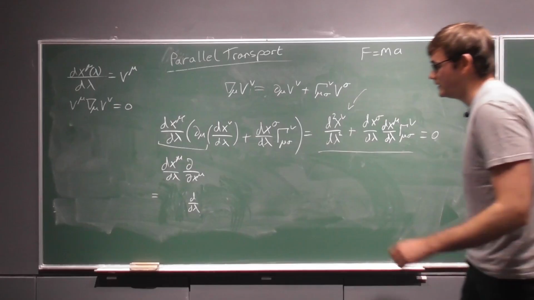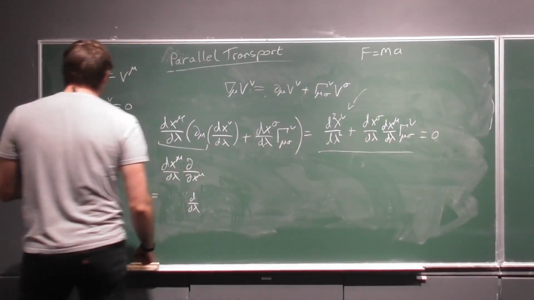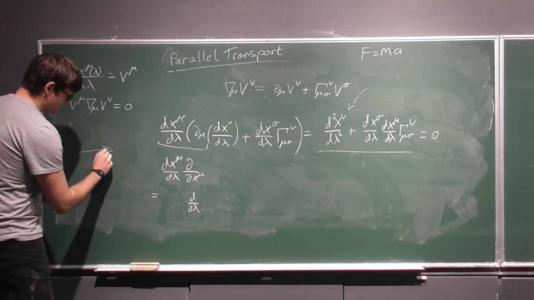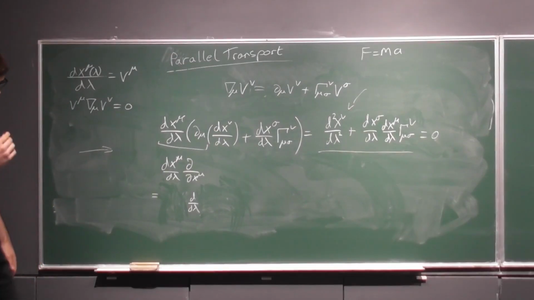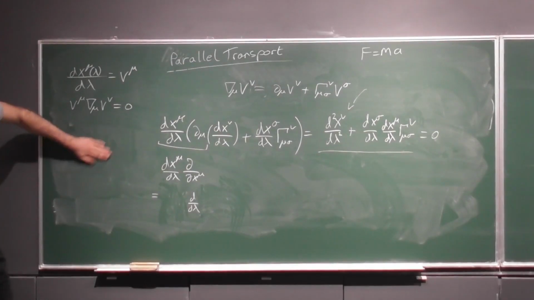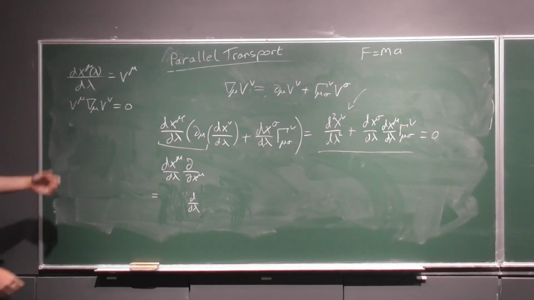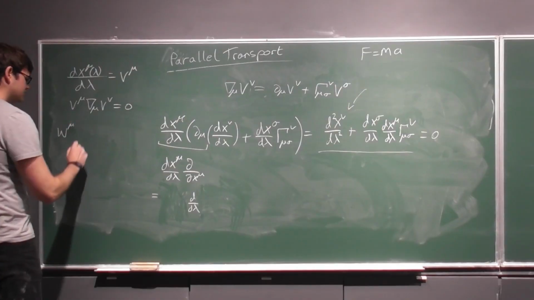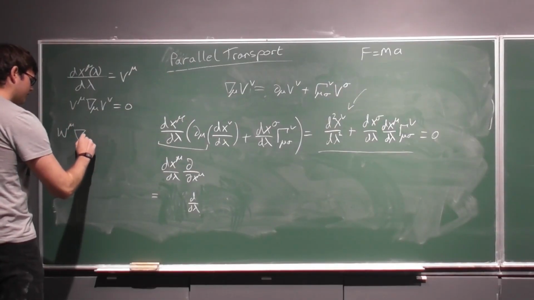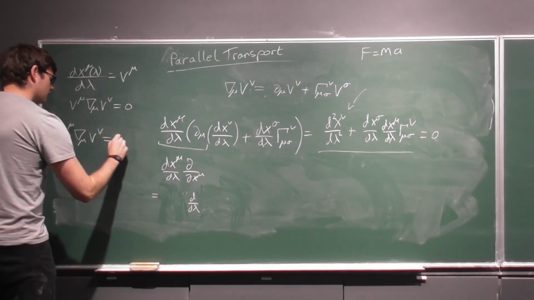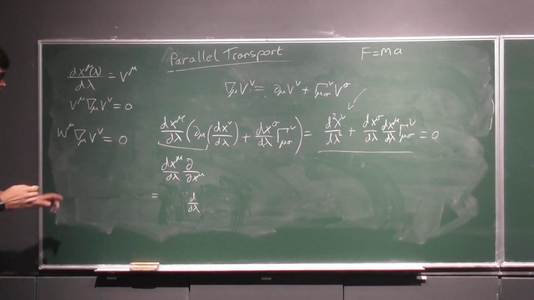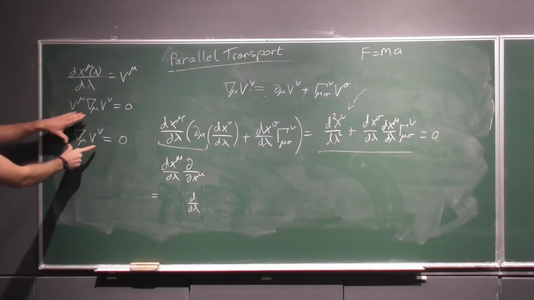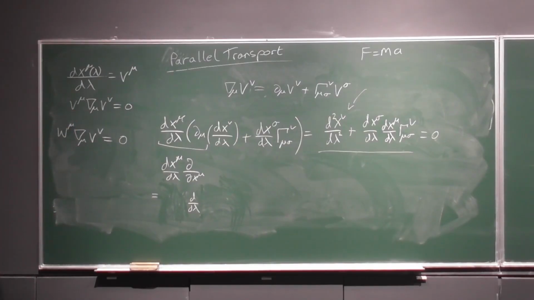parallel transport. So I said that this is for a vector parallel transporting itself. But you can also have one vector w parallel transporting another vector v, is when this is true. So basically you're saying along the direction of w, the vector v does not change.